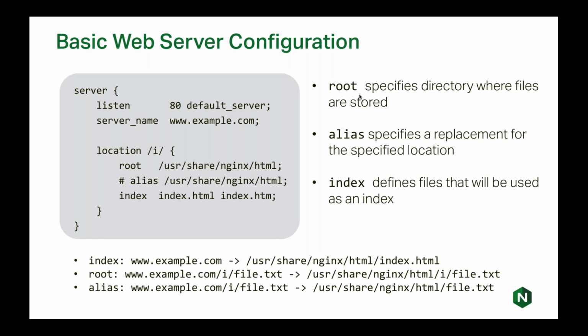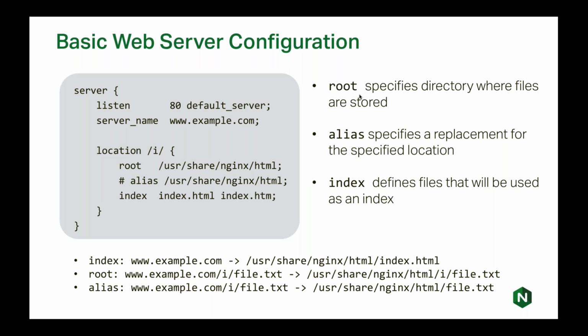The alias directive I have commented out, but if the alias directive was not commented out, you typically won't use both root and alias, so you'll just use one. So let's say the user requests that same file. So instead of searching for /i/file.txt, what we're going to do is get rid of the i portion and just take the file.